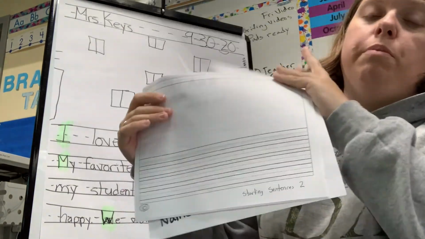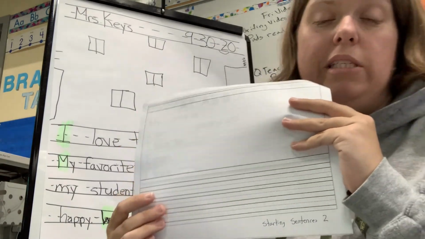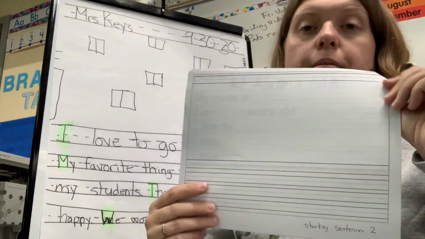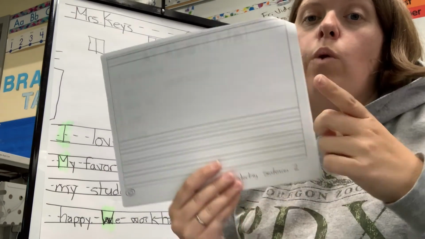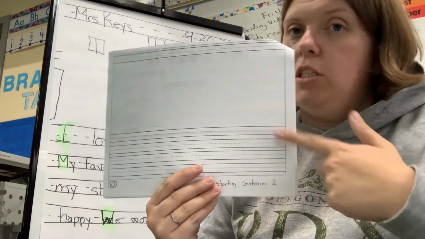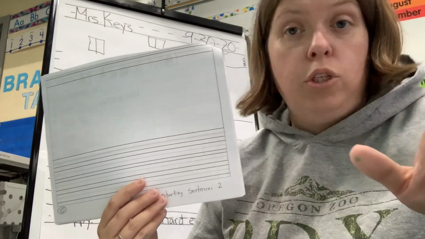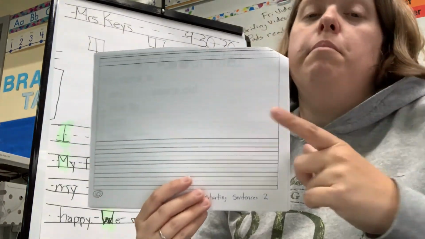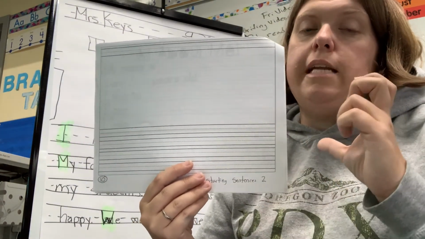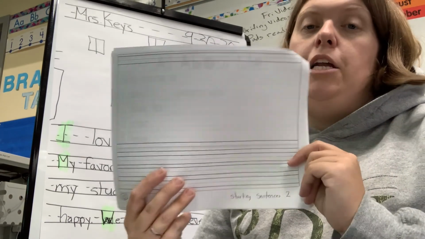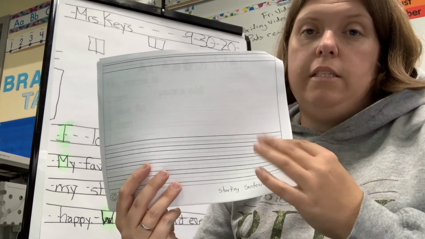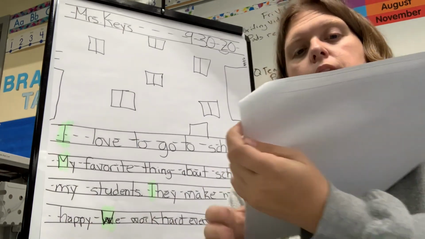Page 10 will be another extra credit one. It's starting sentences 2. Go ahead and pick something to write about it, highlight, just like you did on this one. Again, page 10 is optional. You do not have to do it, but if you would like to, go ahead and do it, snap a picture or send it in, and you will get 2 points for this assignment, okay?